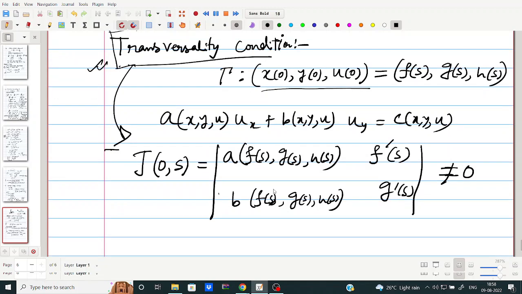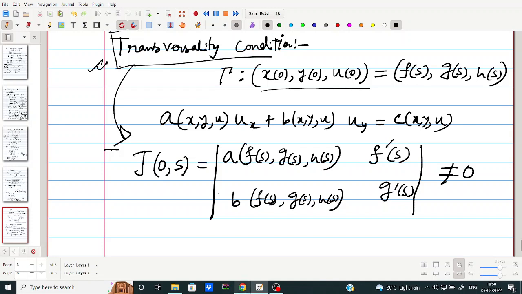Proceed. So sir, basically here it is a non-singular matrix, if we compare. Determinant is non-zero means non-singular matrix. If it is non-singular, then I say that it satisfies the transversality condition.